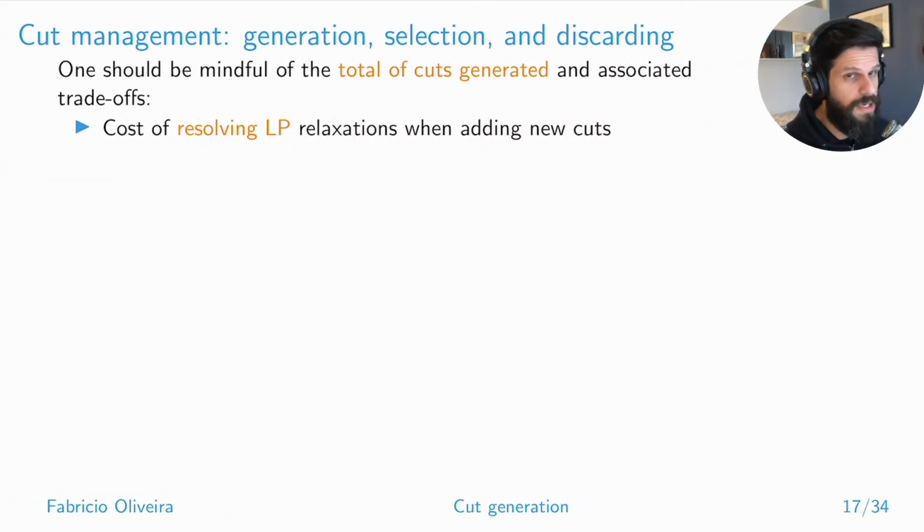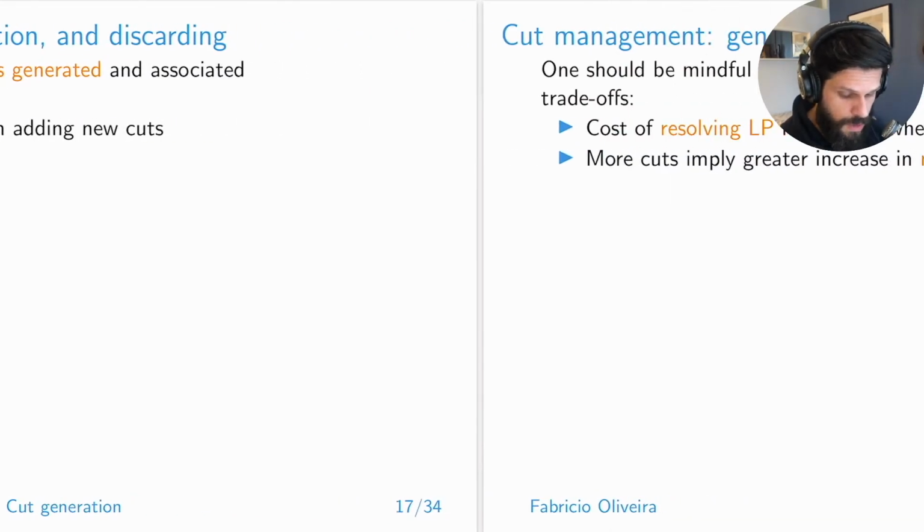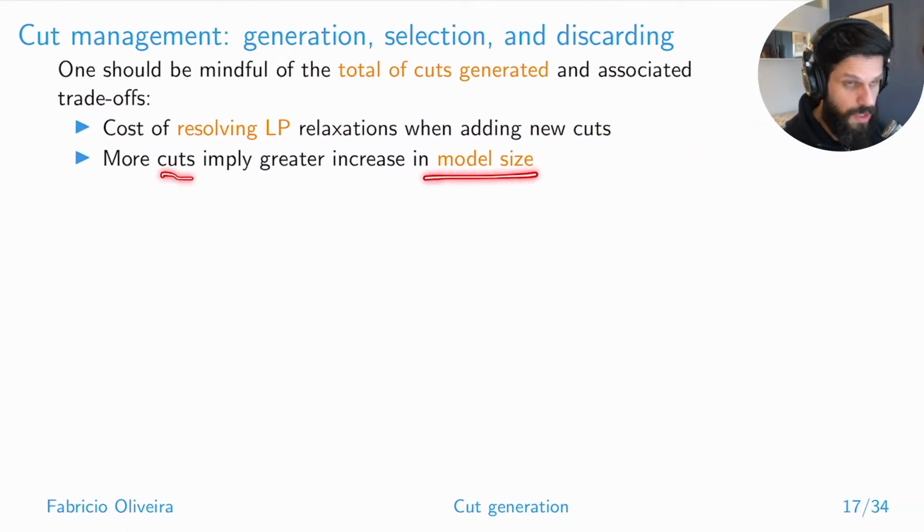So just to finalize, one thing to have in mind is that just generating cuts at random is not sufficient. You also have to be careful with something related to cut management: when to generate, when to select, and when to discard cuts. You have to take into account, for example, that as you add cuts to your LP, it costs more to resolve it. You're making your structures larger and larger. So there must be some management associated with that. Also, more cuts will imply larger models because you have more constraints at the end of the day.